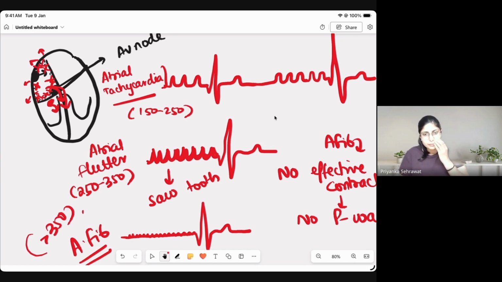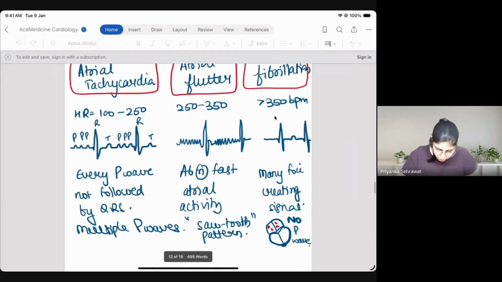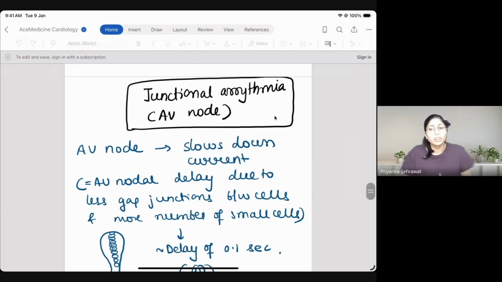Is this clear? Are atrial arrhythmias, tachyarrhythmias clear to you? So sinus arrhythmias clear, atrial arrhythmias clear. Shall we move on to junctional arrhythmias now? Junctional arrhythmias are all about the junction. The junction is the AV node.